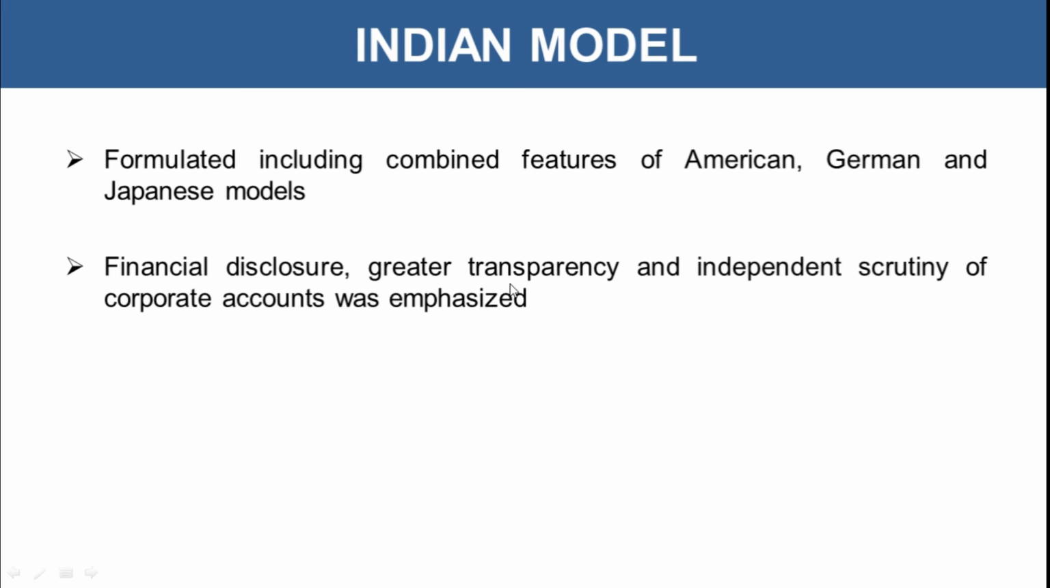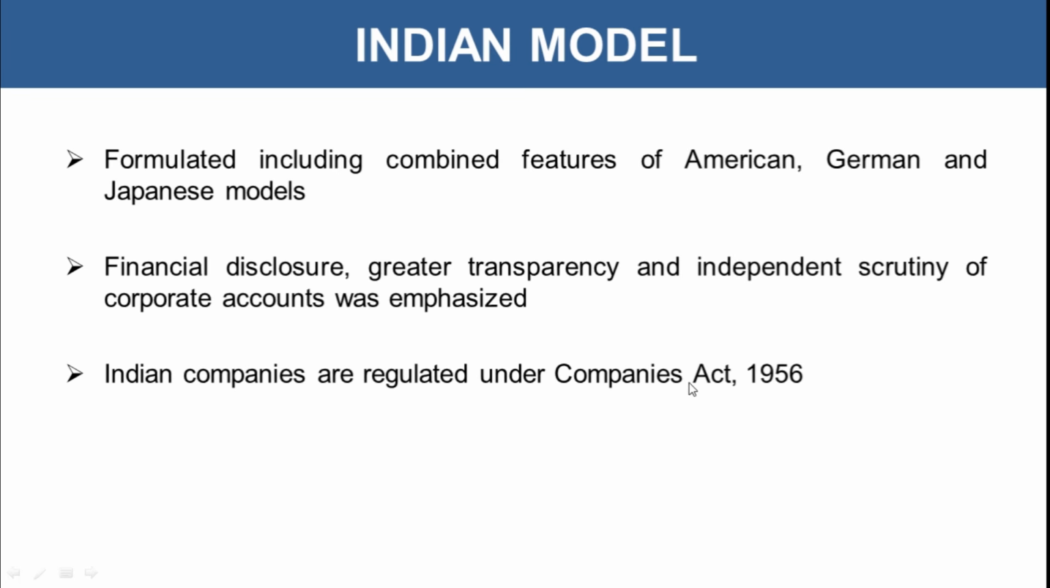where the disclosure norms were tight, and norms against fraudulent activities or insider trading were tight. So this is taken from there: financial disclosure, greater transparency, and independent scrutiny were emphasized, so that less corruption and fraud happen. Indian companies, as we know, are regulated under the Companies Act 1956. This is the regulation which tries to regulate all Indian companies so that they follow certain policies and procedures and work in a particular way.